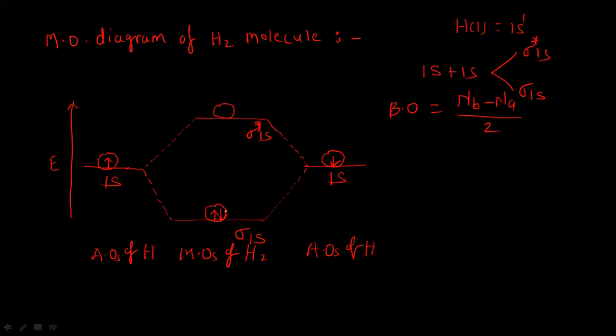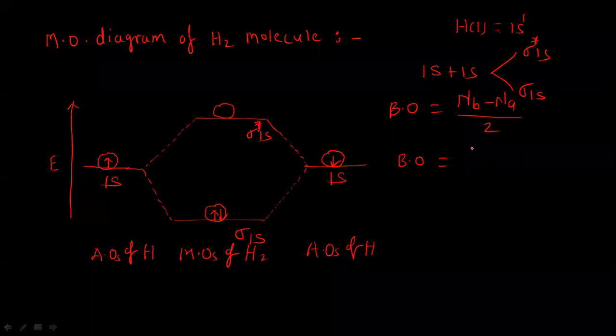Now you have to see this diagram, and in this diagram you have to tell me how many bonding electrons are there. Those electrons which are present in the bonding molecular orbitals are called bonding electrons, and those electrons which are present in the antibonding molecular orbitals are called antibonding electrons. So we can now calculate the bond order here.